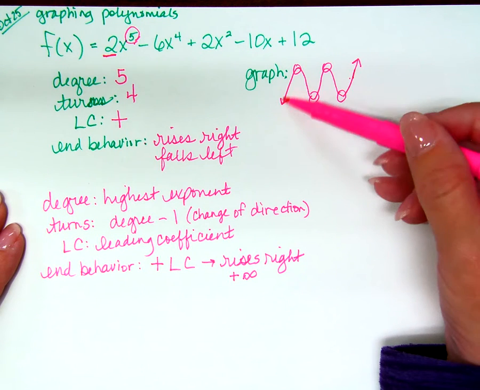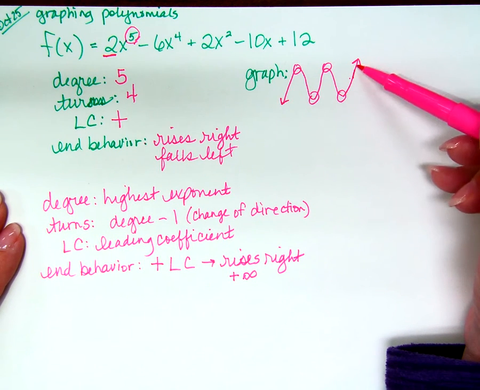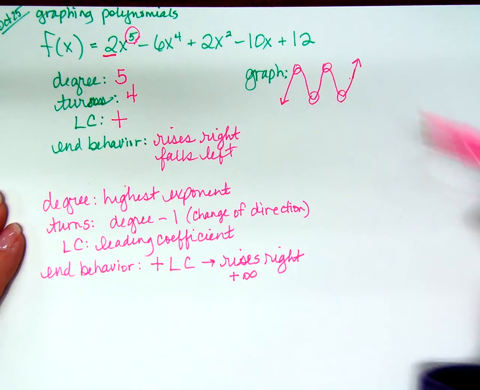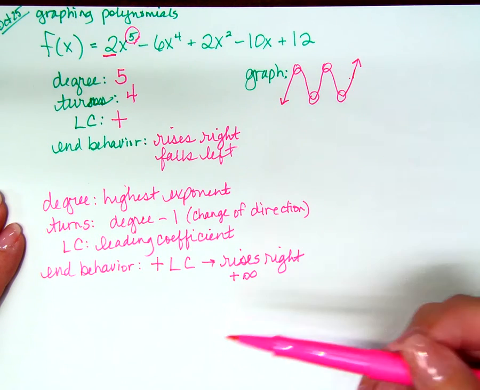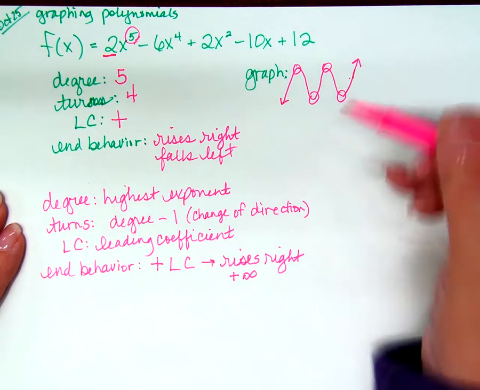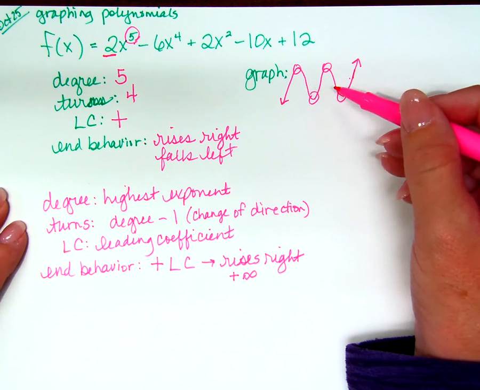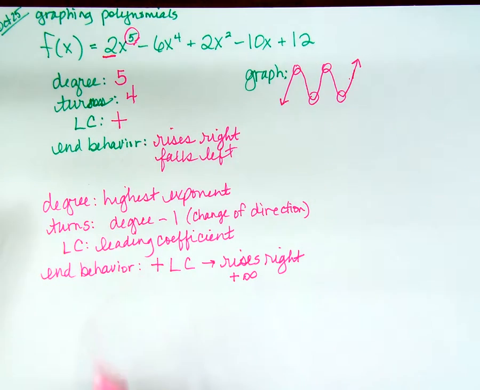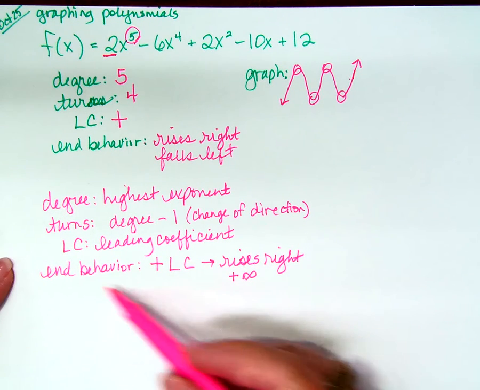Now this is not exactly what it would look like in your calculator, except it is to the right and it is to the left, or to the positive infinity direction and negative infinity direction. It would be rising to the right and falling to the left. All this other stuff in the middle is kind of flexible, but this is just an abstract representation of it to help us figure out the left behavior.